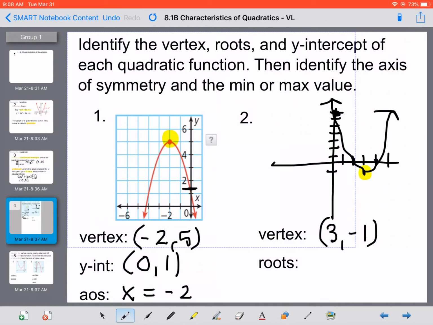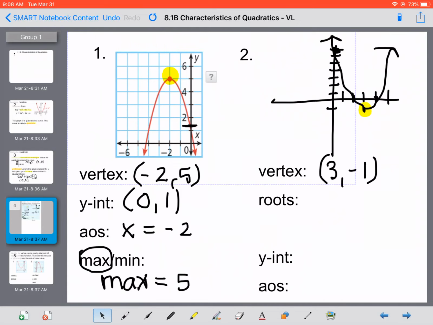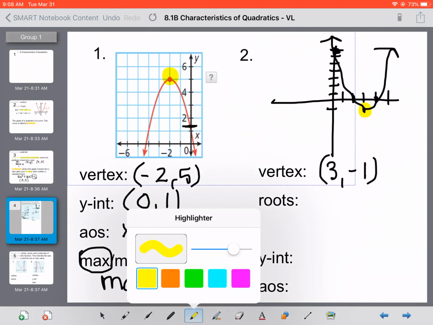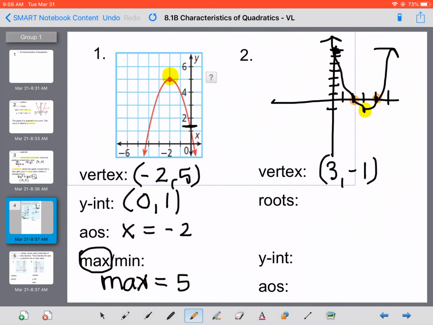Our roots, now remember our roots, which are also our x-intercepts or our solutions, it's where it crosses the x-axis. So it is crossing the x-axis, I'm going to make it orange, here at 2 and at 4. So we write this as an ordered pair. So it's going to be 2, 0 and 4, 0.